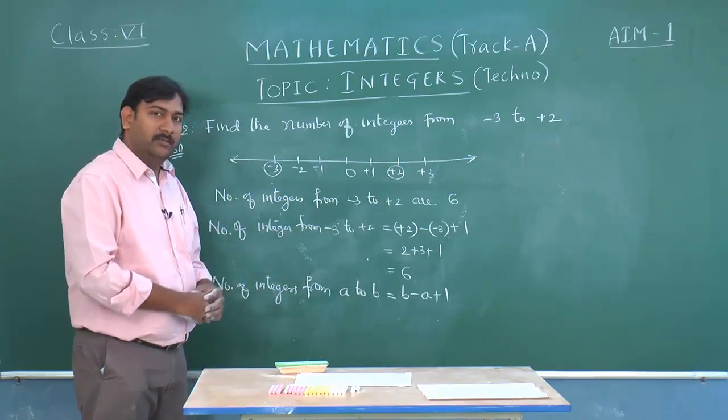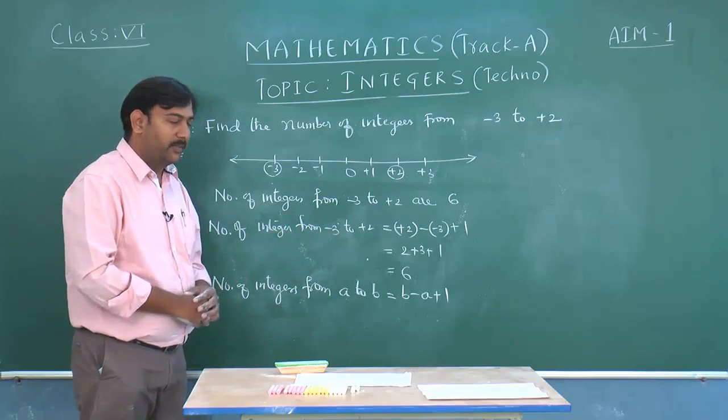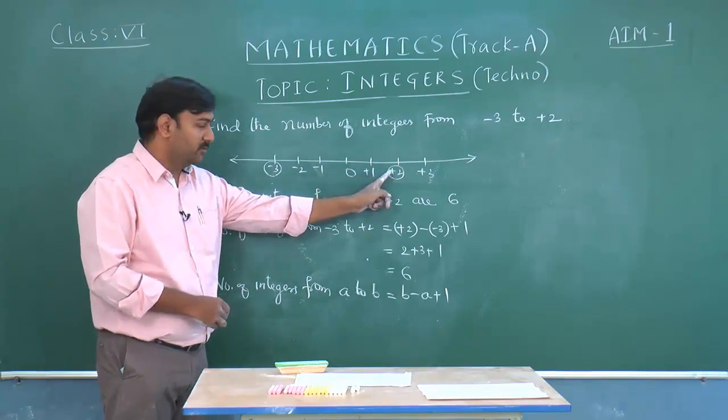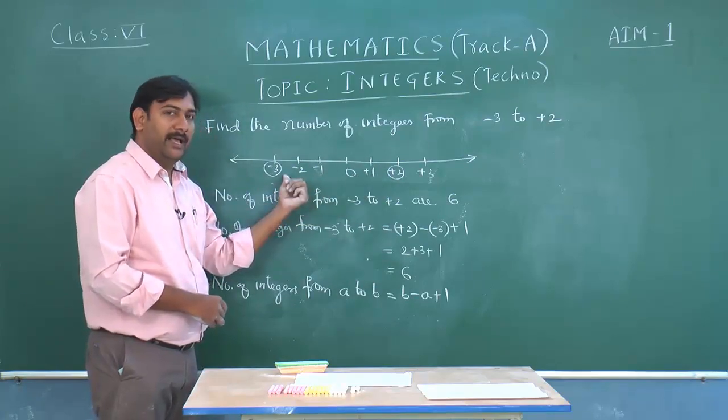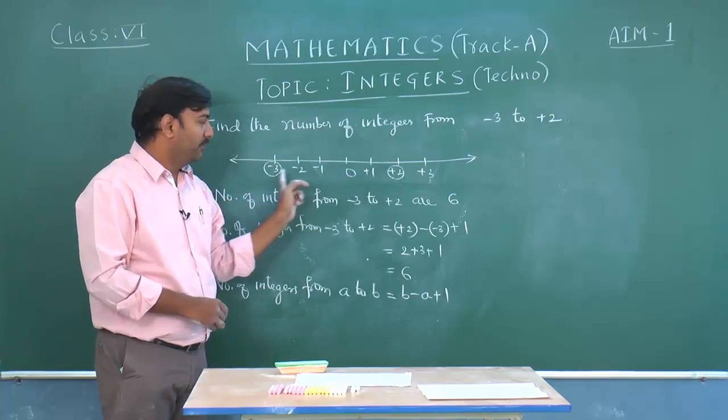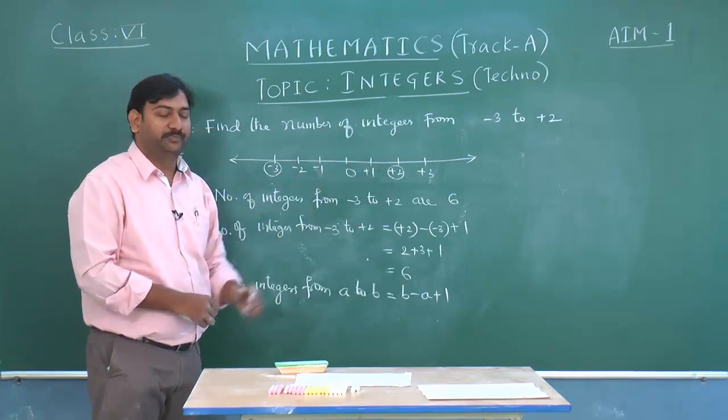Children, try to understand how we got the formula. Because we are going to include both the integers, we need to take the difference of the numbers as well as add 1. That gives you the total count of numbers starting from minus 3 to plus 2.